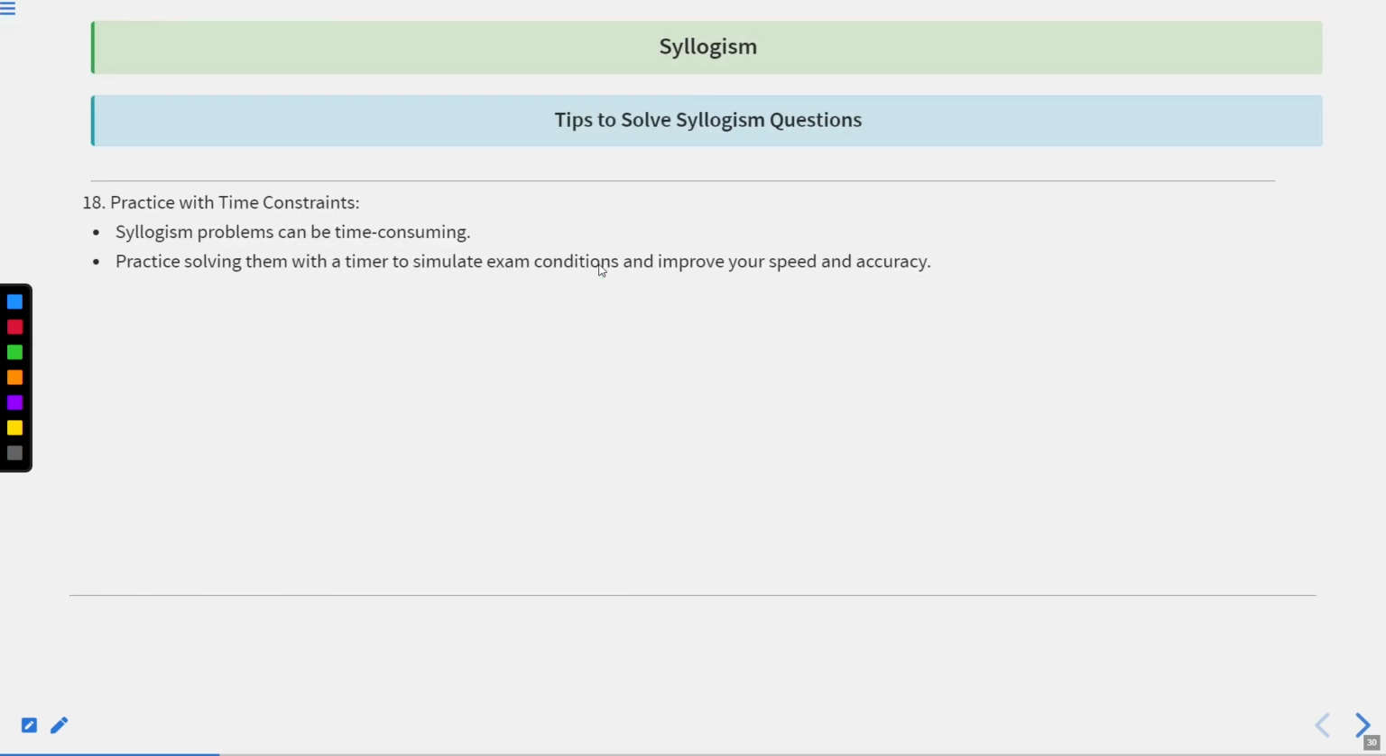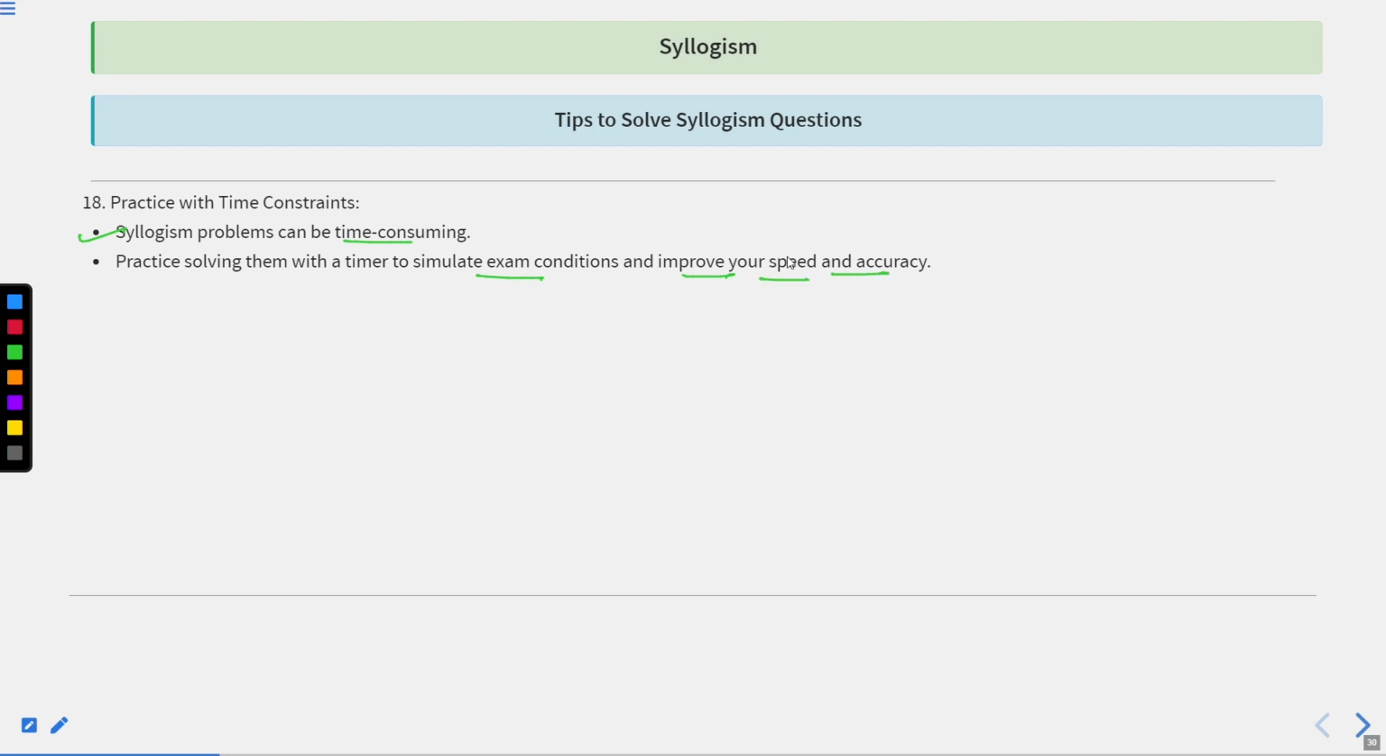Okay. Now, practice with time constraints. Syllogism problems can be time consuming. What happens is, the 12th tip and the 18th tip are something very, very important for all of you who are trying to solve questions related to syllogism. Time constraints and overthinking or over-assuming beyond the given statements tend to cause a lot of inaccuracies whenever we are solving questions related to syllogism. So it is very important that you keep time in mind, give specific time to a specific problem, and do it with speed and accuracy.